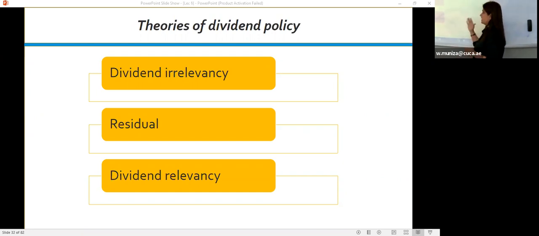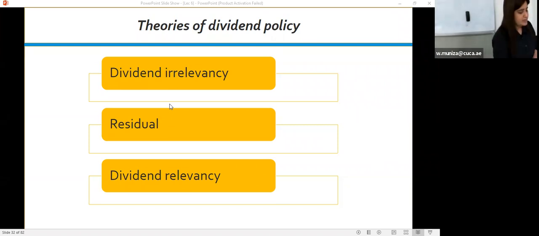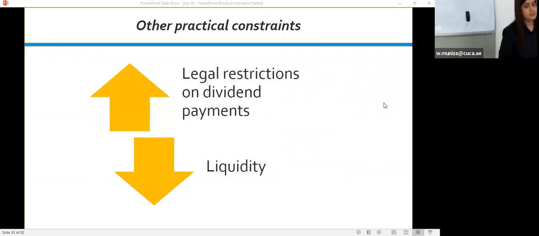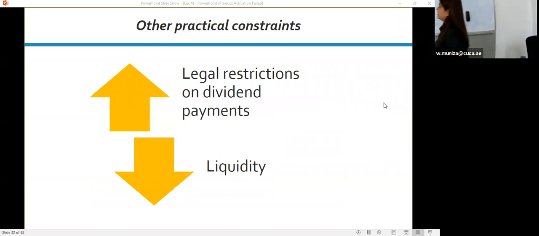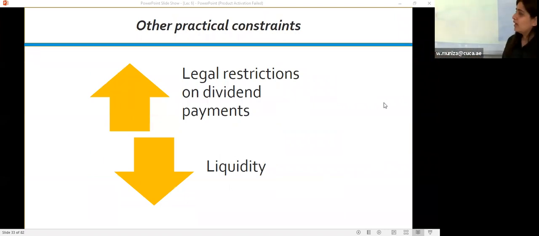Then we have the dividend relevancy theory. The persons in this theory find that dividends are relevant. The dividends must be given to them. If the dividends are not paid, then the share price of the company is going to become low, because in the market, people get a signal that the company is having cash flow problems, and it is going to be liquidated in the future. So basically, dividend relevancy persons are of the mind that dividends must be paid. Now, other practical constraints for dividends are that there are sometimes legal restrictions on dividend payment.